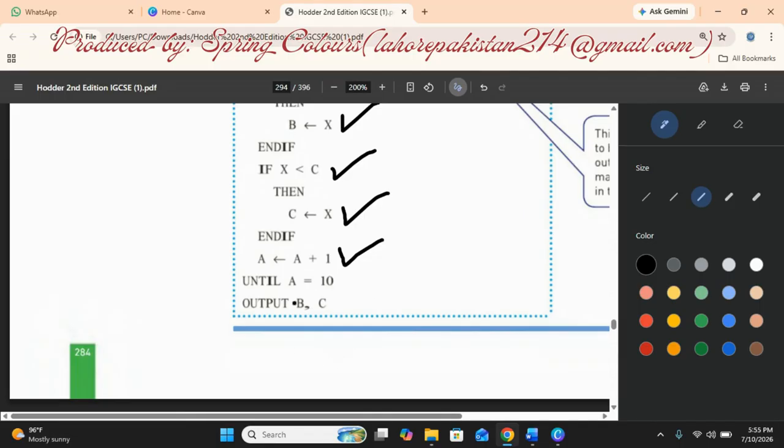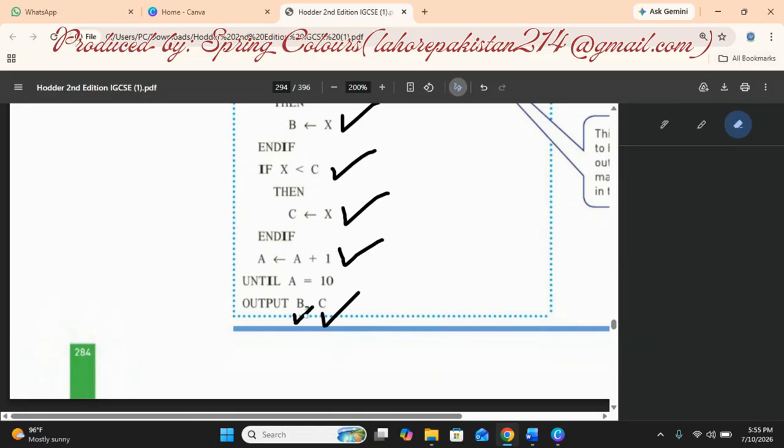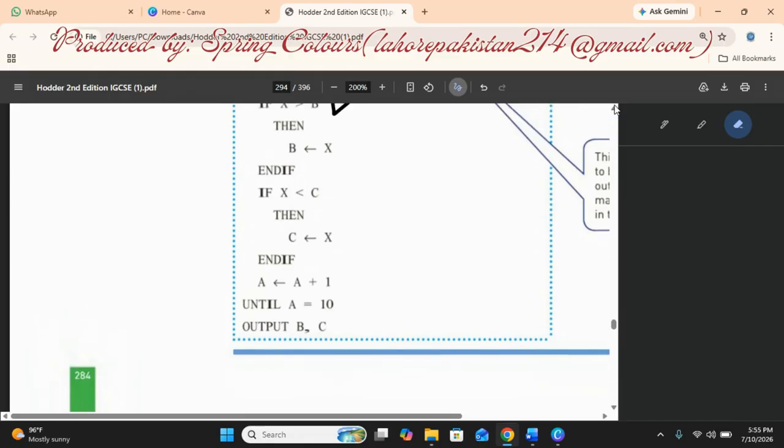When the counter iterates 10 times, the largest value, B, is shown to the user on screen, and C is shown to the user on screen. And the same concept is shown to you in the form of a flowchart also.